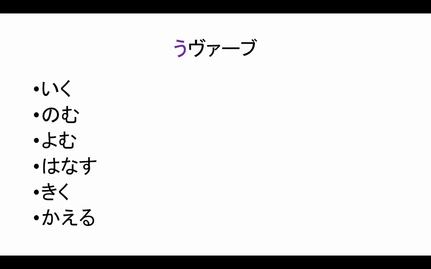Okay. Now it gets fun. U verbs. Okay, so we've got examples including iku, which means to go. Nomu, to drink. Yomu, to read. Hanasu, to speak. Kiku, to listen. Kaeru, to return, as in to go home. Kaeru is specifically used for returning to a place where you belong, a place where you live.